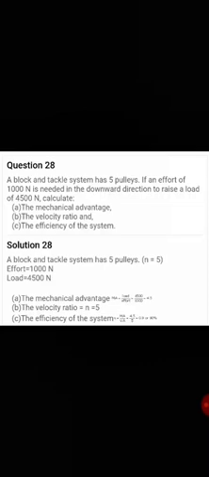Now your efficiency is MA by VR. MA is 4.5, VR is 5. So you will divide 4.5 by 5 into 100. You will get 90%. Why is it 90%? Because your MA is less than VR. If MA was equal to VR, your answer would have been 100%. But it is not an ideal machine, hence it is less than 100.